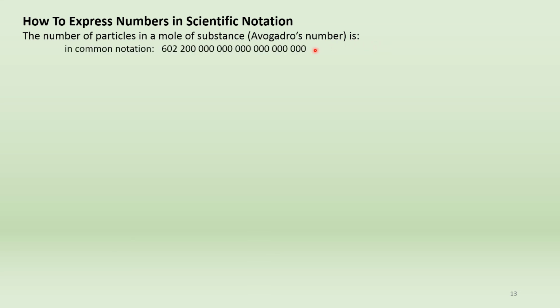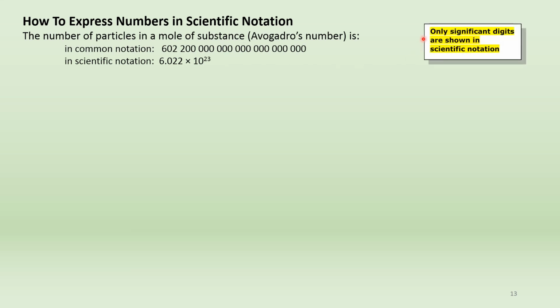Sig figs are easily handled by scientific notation, so let's talk about scientific notation. The number of particles in a mole of substance is Avogadro's number. It's a very large number, as you can see, written in common notation. Now I've only listed this number to 4 sig figs. There are more currently known, but this will serve our purpose for what we're teaching here. In scientific notation, this number is 6.022 times 10 to the 23rd. So in scientific notation, only sig figs are shown. There's only 4 sig figs in this number.